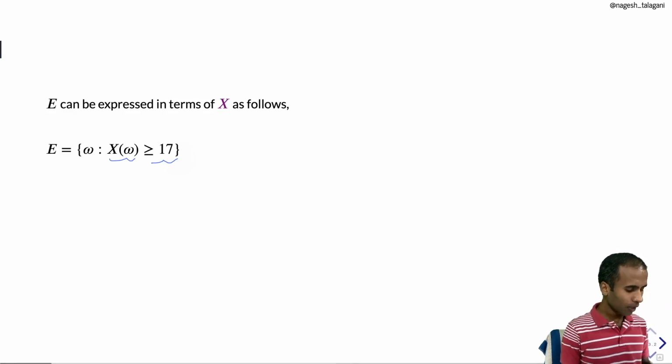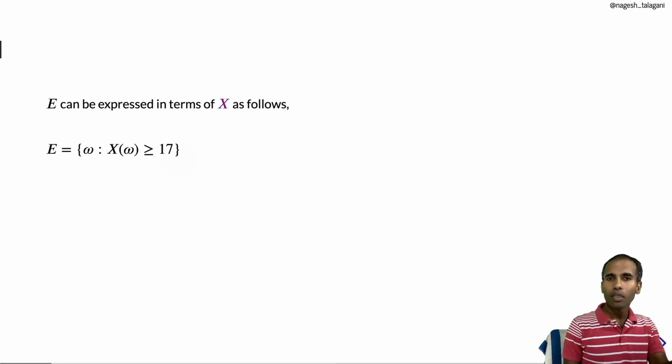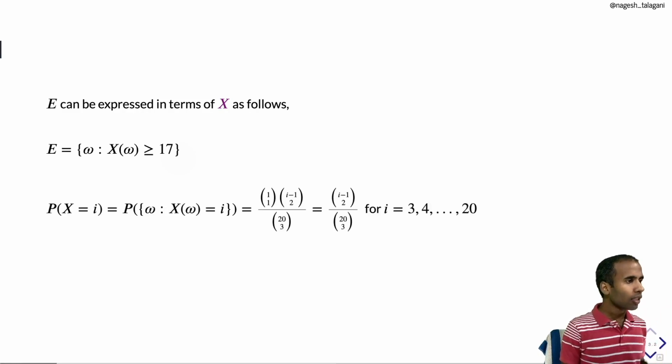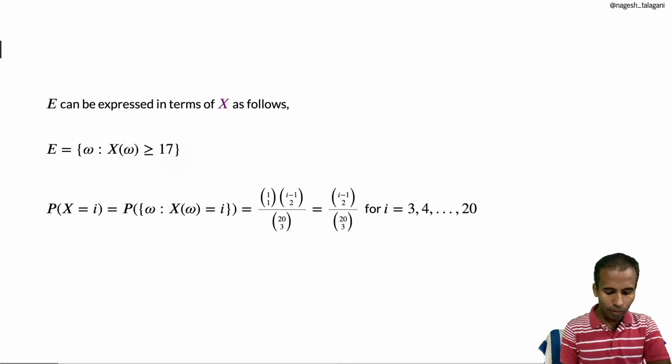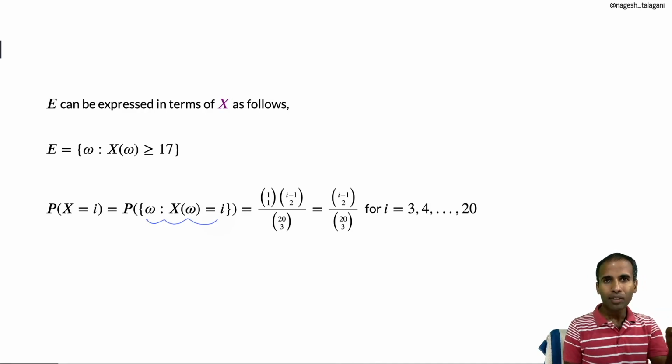Now, first of all, let us see what is the probability that X takes the value i. That is, what is the probability that the maximum of the selection equals i. If you want the maximum of the selection to be i, one of the numbers must be i, and the remaining two must be from 1 to i minus 1. So the probability of X equal to i is the probability of an outcome for which the maximum of the selection is i.